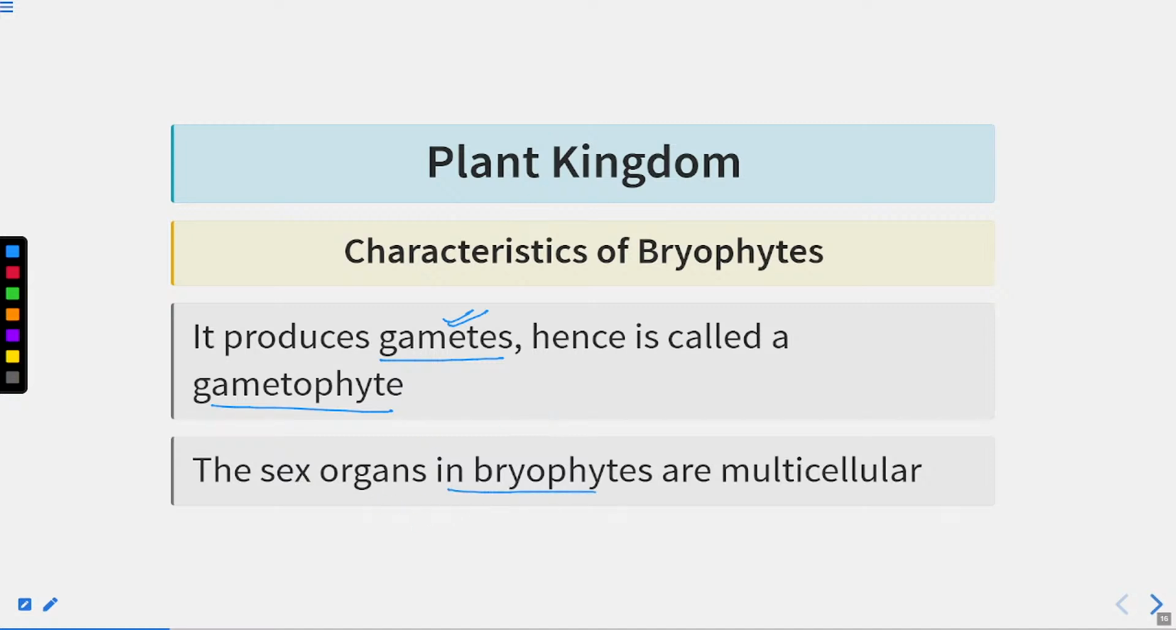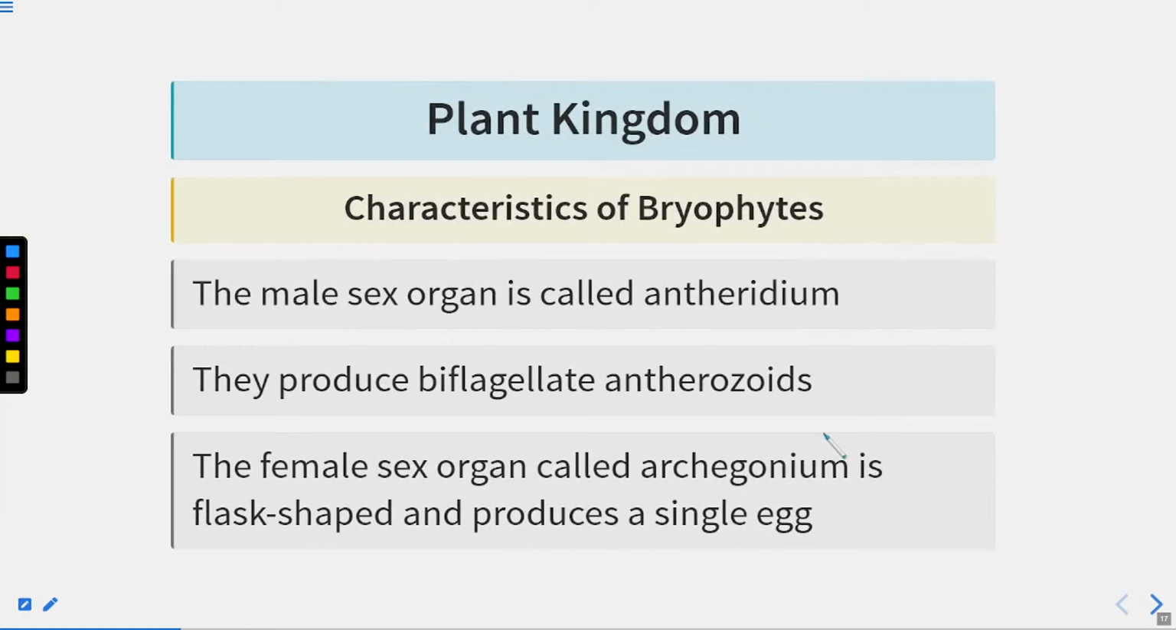The sex organs in the bryophytes are multicellular. So the sex organs that are present on the bryophytes are multicellular in structure. In the previous slide you have seen that in the case of Marchantia, they have antheridiophore and archegoniophore. Means they have multicellular sex organs.